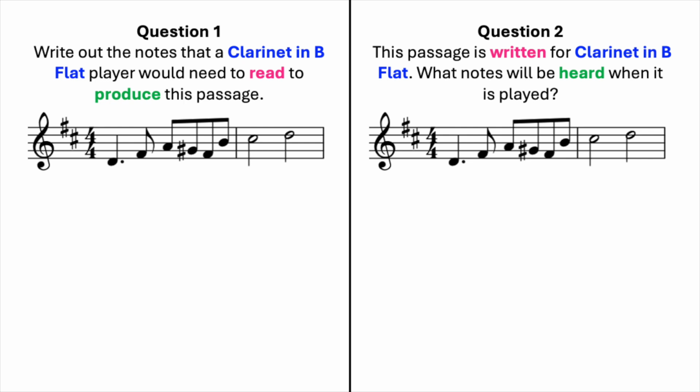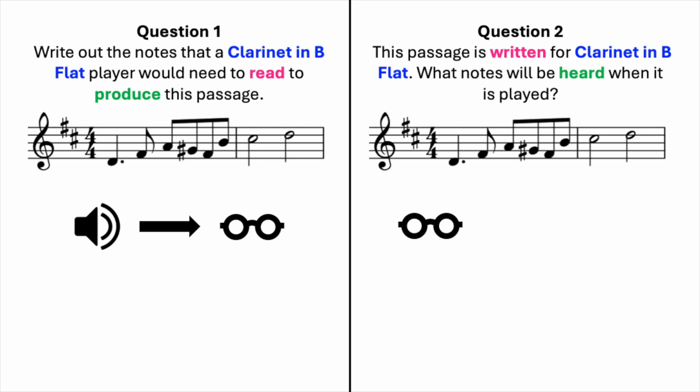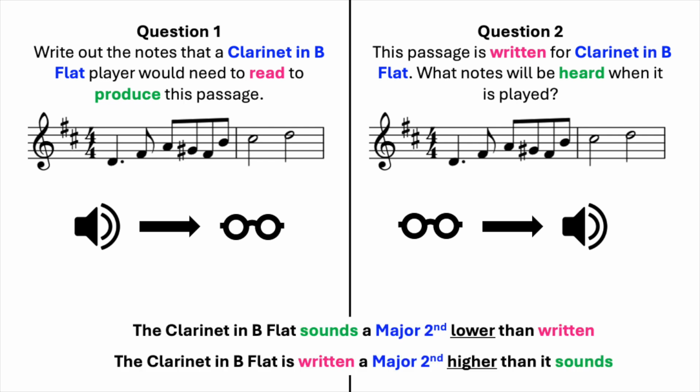Question 1 is asking you to take a passage that is in concert or sounding pitch and write it in the correct transposition for the clarinetist to read, while question 2 is asking you to take a piece of music written for clarinet in B flat and write out the concert pitch notes that would sound when it is played. In the previous video, we worked out that a clarinet in B flat sounds a major second lower than written and is written a major second higher than it sounds. So in question 1, we would need to take the passage up a major second, but in question 2, we would need to take the passage down a major second.